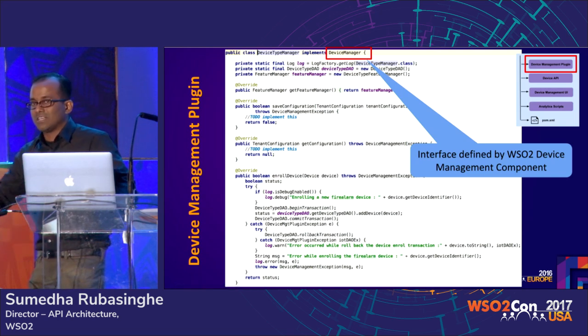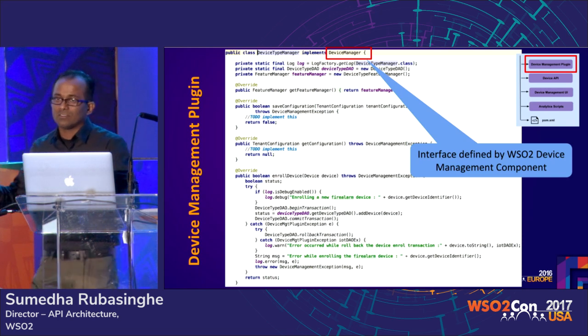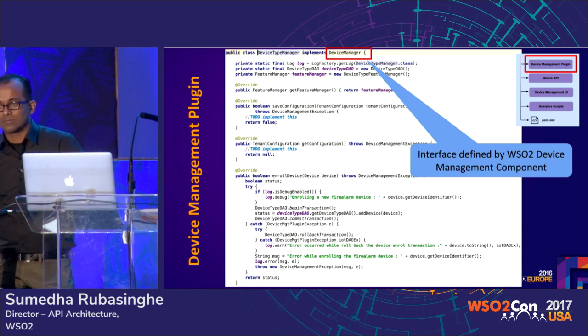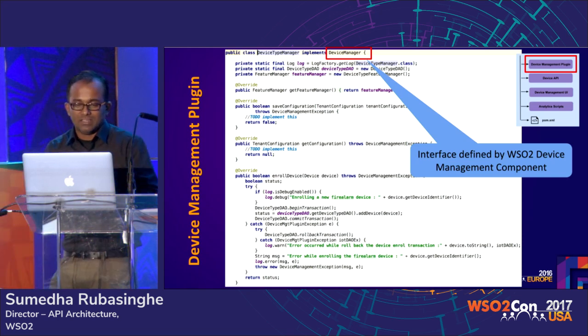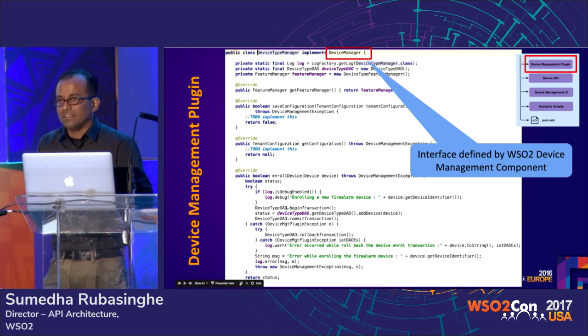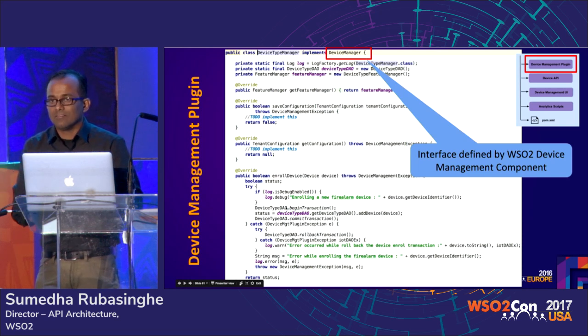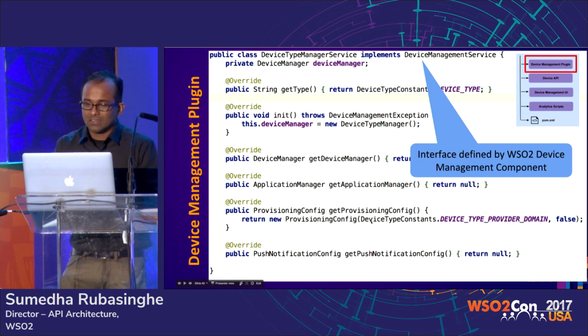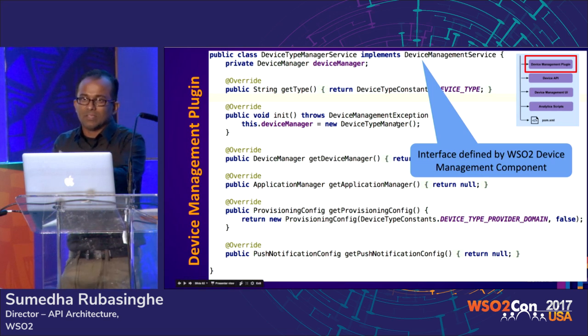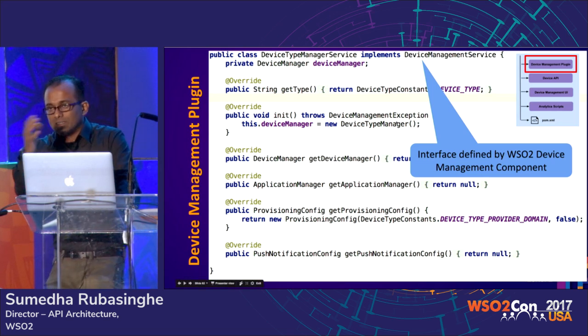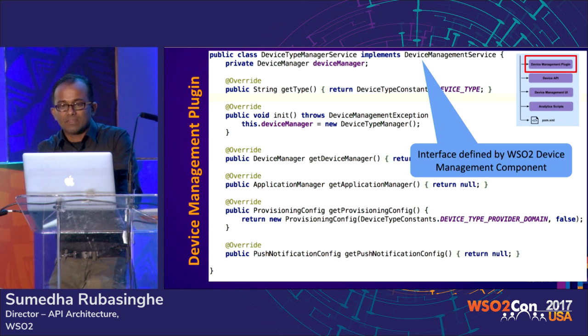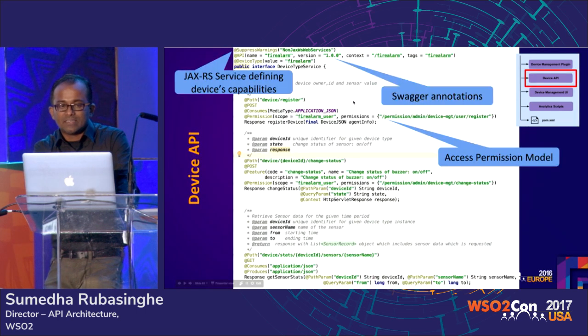It could be that you are automatically allowing the device to be connected, so no security, no cross checks, right? Or on the extreme, you could be doing multi-factor authentication when somebody tries to enroll a Raspberry Pi or a phone. So it's all up to you to write. That particular extensibility is there. And then there is again some management interface that you have to implement. And then this is the device API.